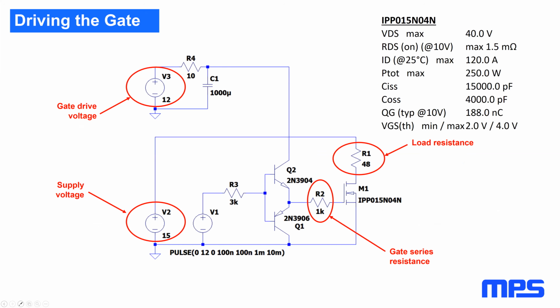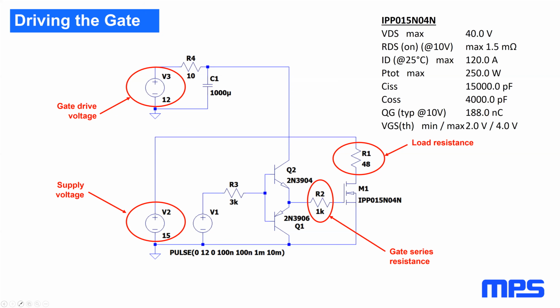All right, so now I'm going to show some examples of driving the gate of a power MOSFET. For these examples, I'll be using an N-channel MOSFET. P-channel MOSFETs work the same way, but current flows the opposite direction. Source is positive, drain negative.